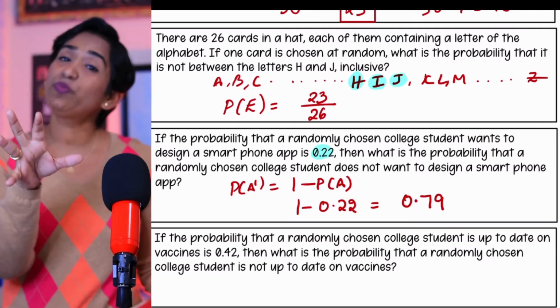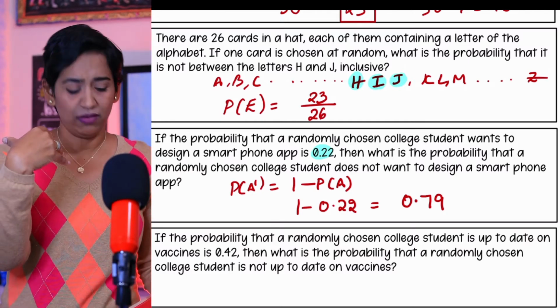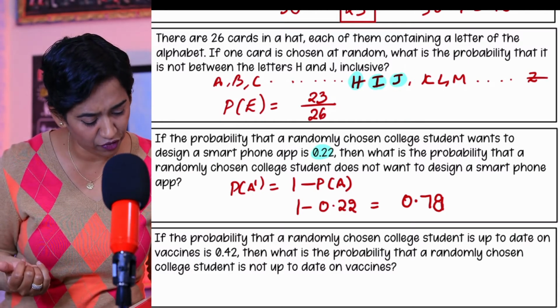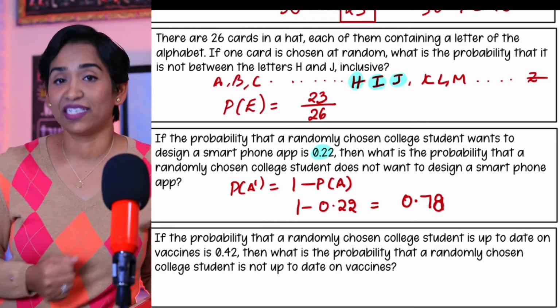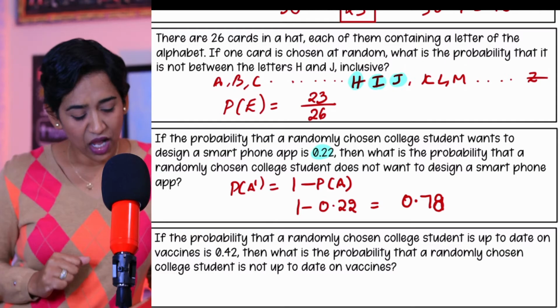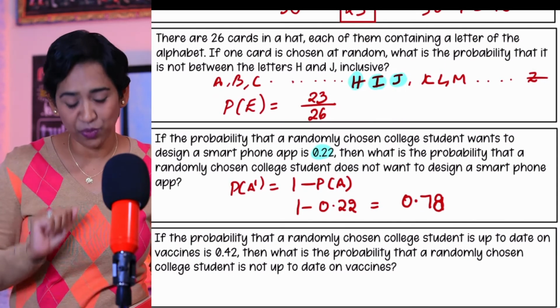So there's a 22% chance you will design an app, and there's a 78% chance you will not design an app. Fair enough? All right, now let's go ahead and take a look at the last problem.